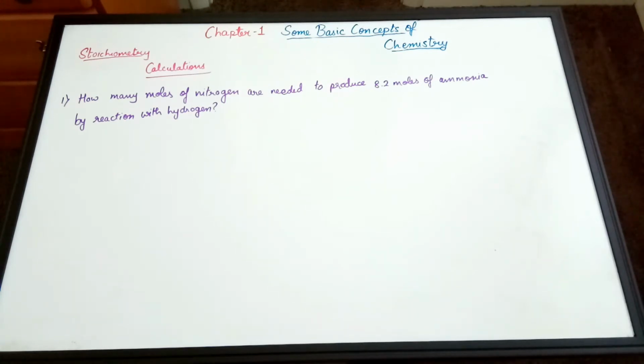So, let's read the question. How many moles of nitrogen are needed to produce 8.2 moles of ammonia by reaction with hydrogen?